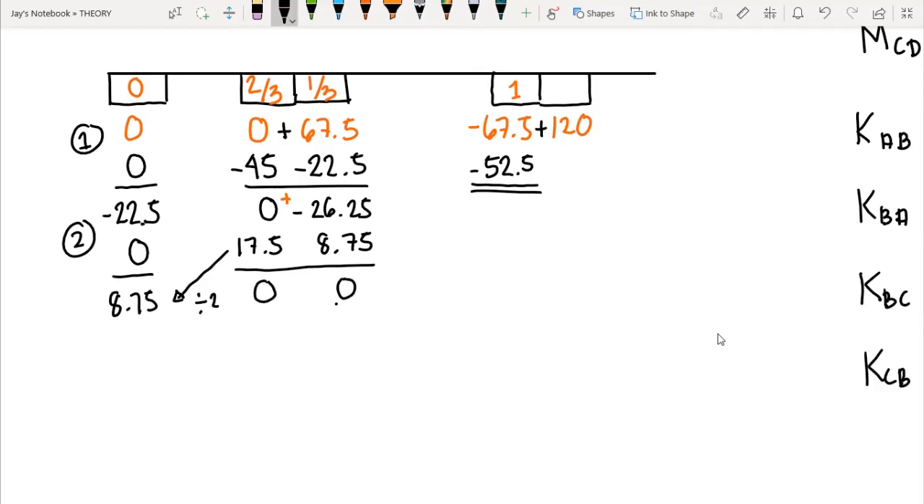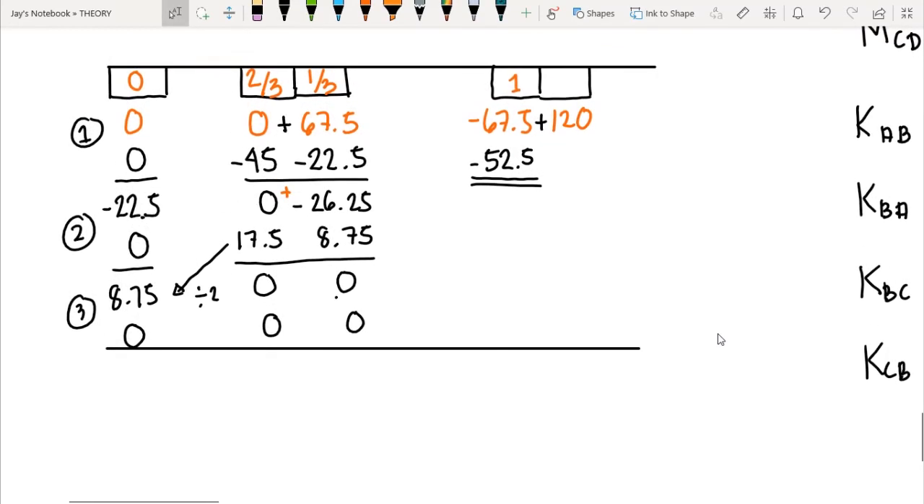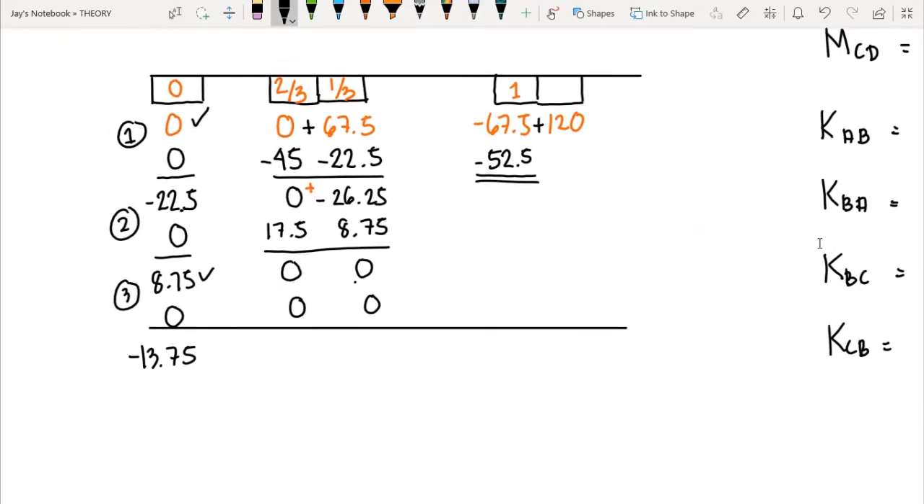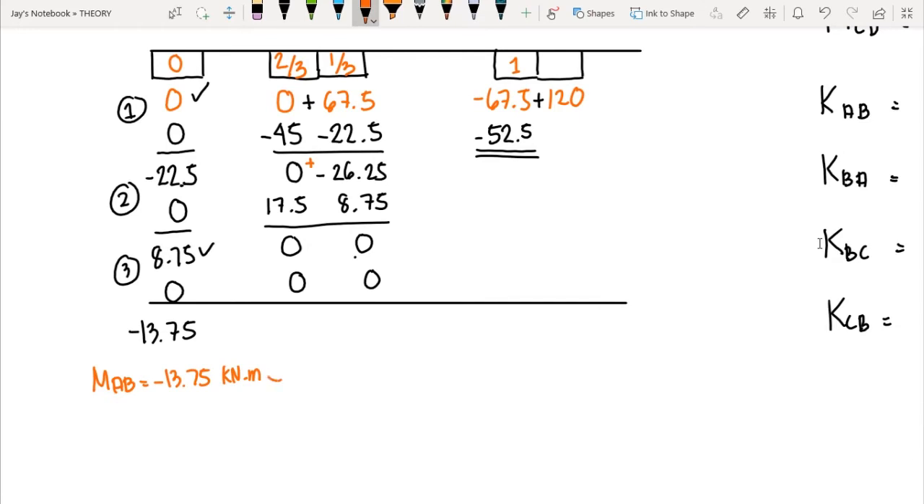So multiply 8.75 to its distribution factor. So we have here 0, and the remaining here are now 0. So we can stop our analysis at the third cycle because all the values here become 0. So therefore, we can now add all the values from 0 to 8.75, and that would give us negative 13.75. And since we have a negative sign, our moment AB is equal to negative 13.75 kilonewton meter, or the rotation is clockwise.